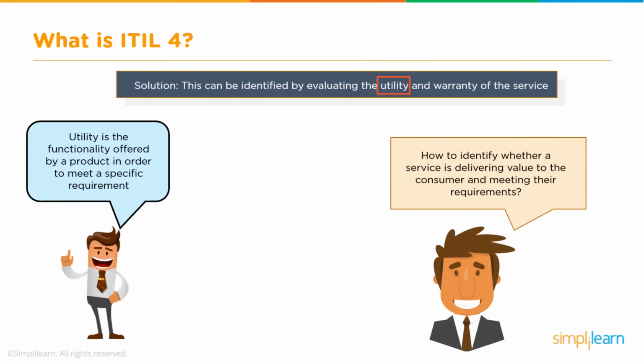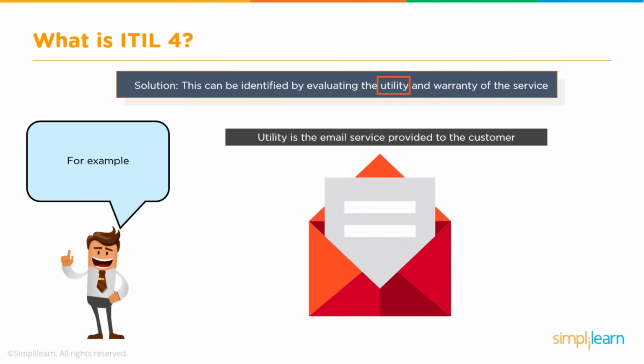Utility refers to the functionality offered by a product in order to meet a specific requirement. For example, the utility of a training service is about the timings of the service, the content delivered during the service, the profile of the trainer, etc. Whereas for email services, if I take an example, utility is all those parameters, features, and functionalities associated with the email service, like mailbox capacity or the speed of sending or receiving emails, etc.